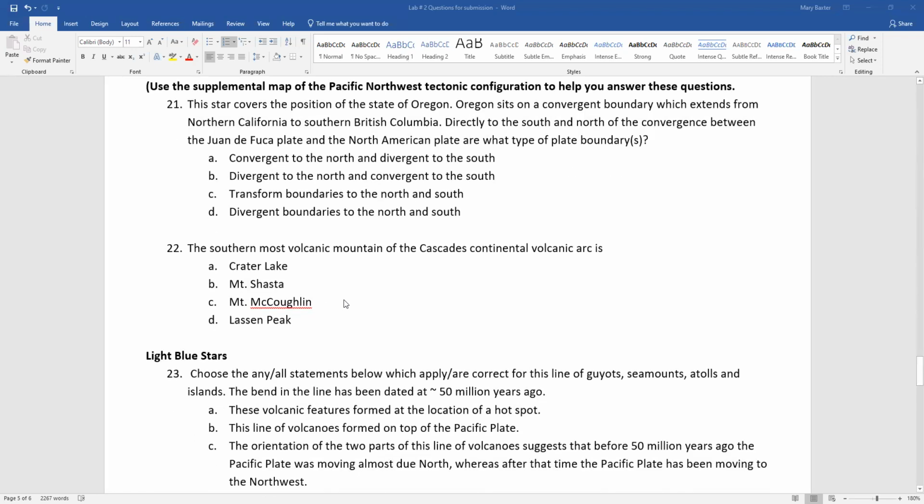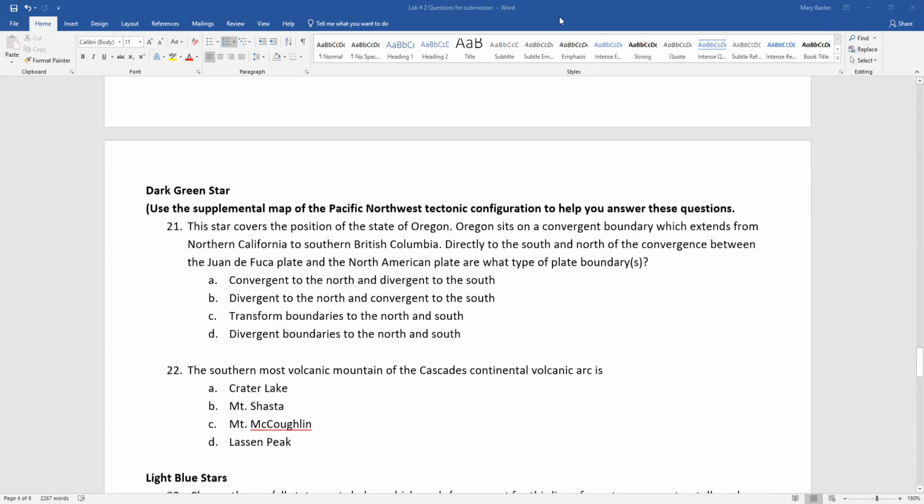The southernmost volcanic mountain of the Cascades Continental Volcanic Arc is Crater Lake, which is in the southern part of Oregon, Mount Shasta, which is in the northern part of California, Mount McLaughlin, which is also really close to Crater Lake in Oregon, and then Lassen Peak, which is in California. So let's go take a look at that supplemental map again.